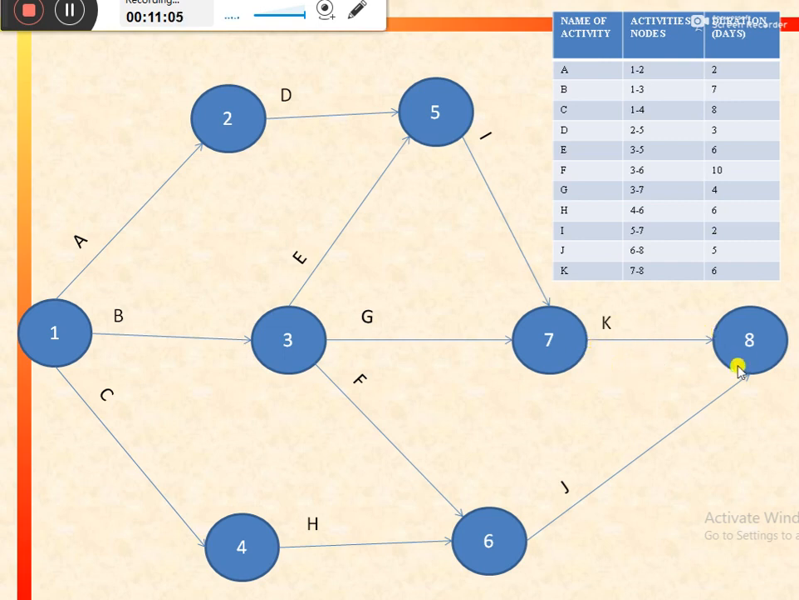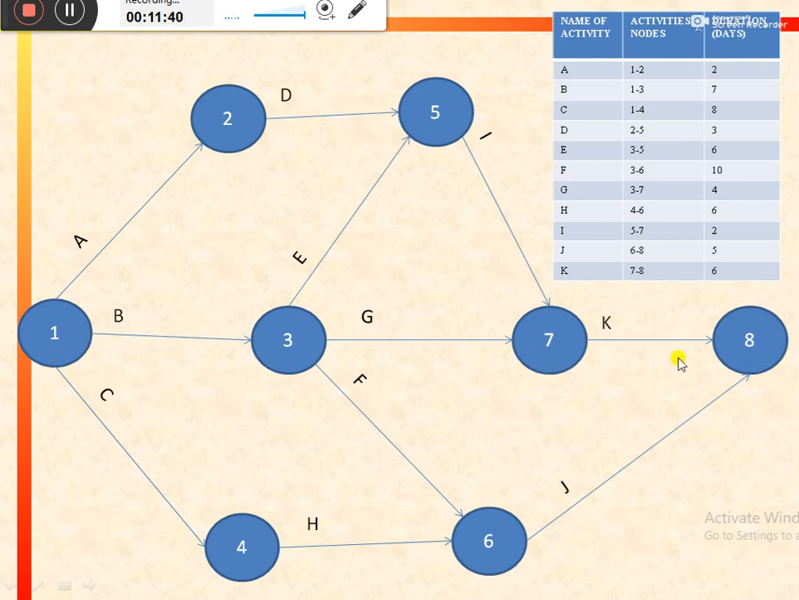So in this way, we have completed the first step of this process, that is drawing a network. While drawing this network, remember all the rules that we have discussed in the previous video of this lecture series about drawing a network. There are different rules that should be kept in mind while drawing this network. So in this way, we have drawn this network by moving from left side to right side, from left to right.